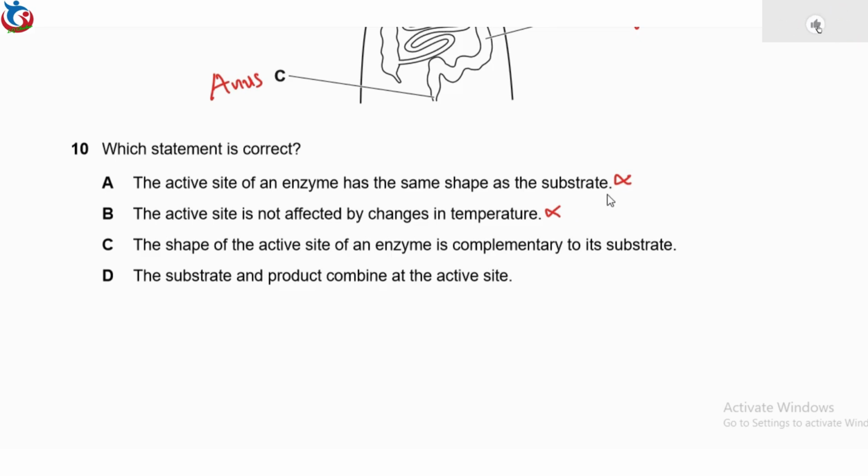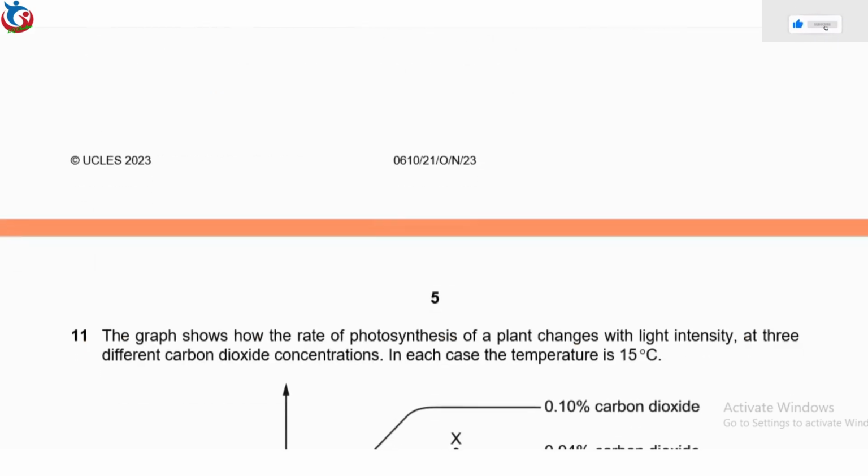Option C says the shape of the active site of an enzyme is complementary, and that was what I just said earlier. They should be complementary. Then option D, the substrate and product combine at the active sites. The substrate and product, no, but rather the product is released from the active site. So that makes option C our correct answer in this case. So we'll now move to question 11.